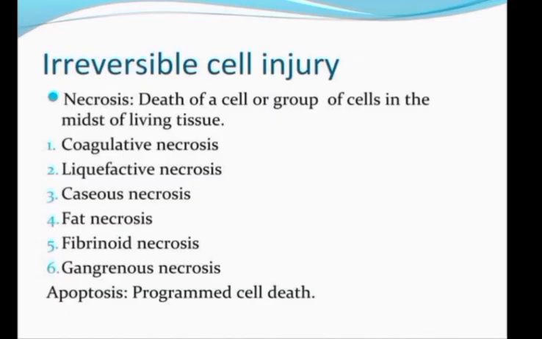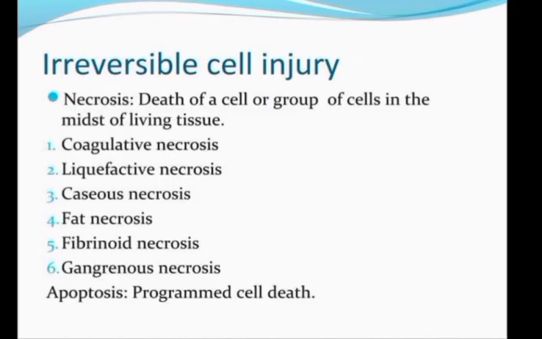Next, the last one is morphological consequences. There will be biochemical disturbances which lead to structural changes. Ultrastructural changes are visible first under the electron microscope. Light microscope changes will appear later. These are the 4 types.